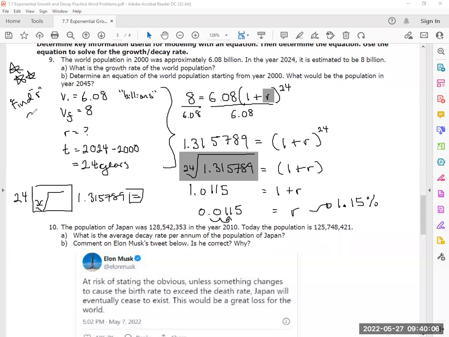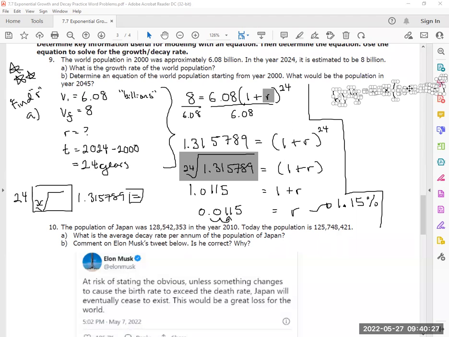So part B, so this is all part A. Part B, what is my equation? It would be final value equals 6.08 billion, 1 plus 0.0115 to the power of t.